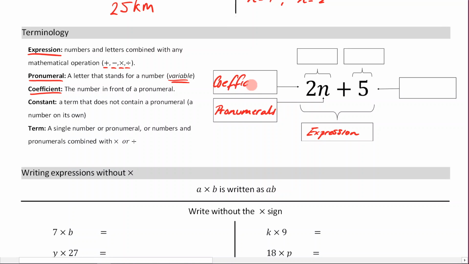And I want you to think of the word co-pilot or co-founder. Think of someone that stands next to someone else, and that's what a coefficient is. It stands next to the pronumeral. Okay, let's keep on going.